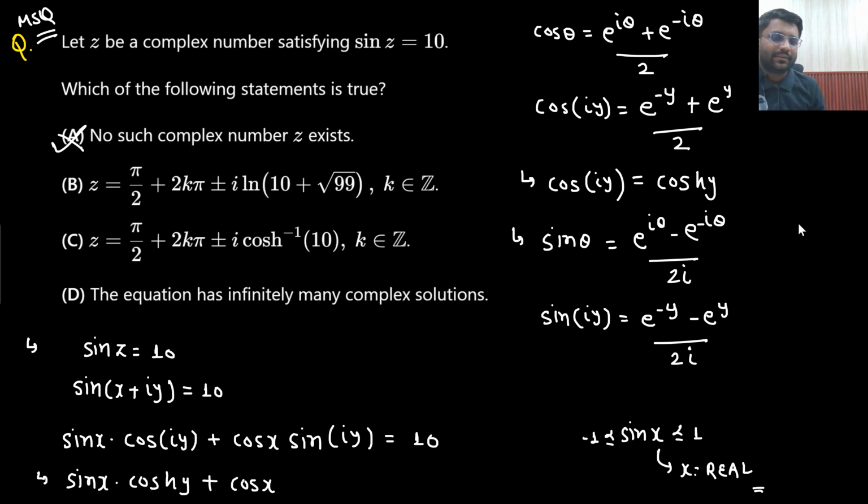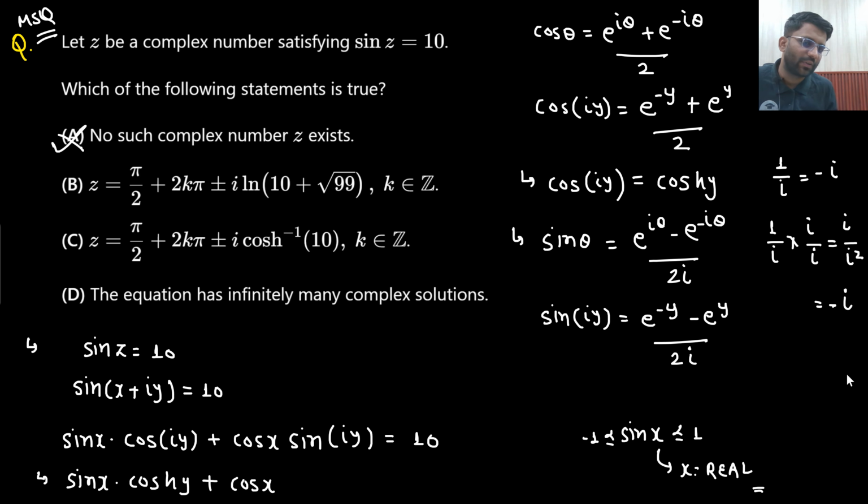Do you know one thing? That 1 by iota is nothing but equal to minus iota. What is 1 by iota? 1 by iota is equivalent to minus iota. How is that so? You multiply and divide with iota. So multiply with iota, divide with iota. What will you be getting? Iota divided by iota square. What is iota square? Iota square is minus 1. So you are getting minus iota. So always remember 1 by iota is equivalent to minus iota.